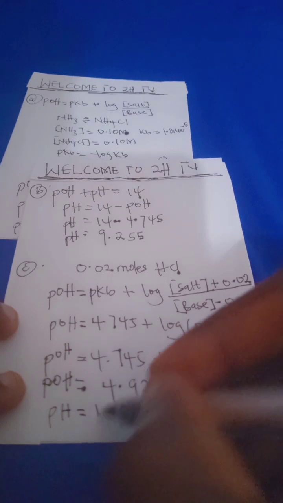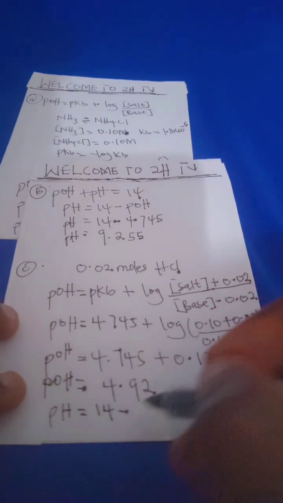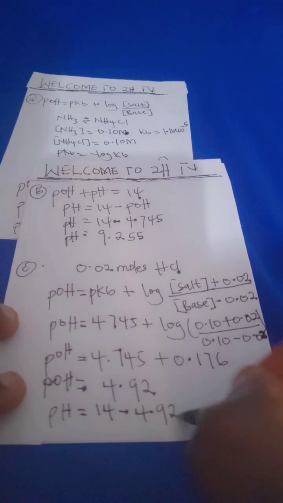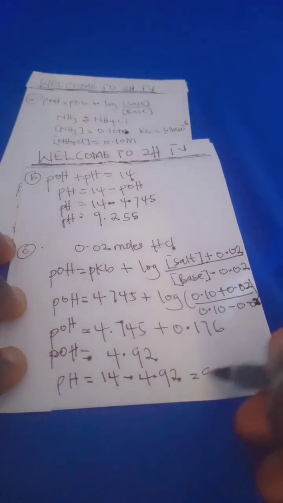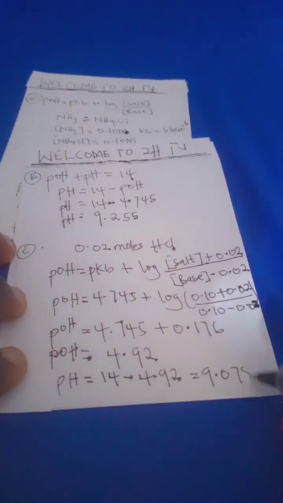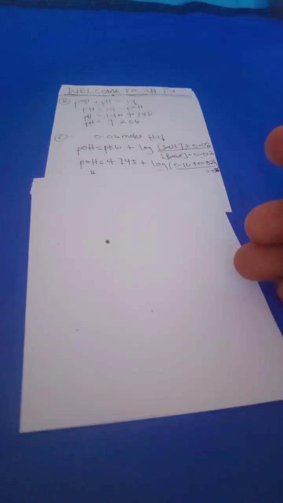We know that pH is equal to 14 minus the pOH, which is 4.92. So when you do this calculation, you will get 9.078. So this is how you go about finding your pH when an acid content is being added. When a basic content is added, it will increase the base content by the same amount and decrease the acidic or the salt content by the same amount.